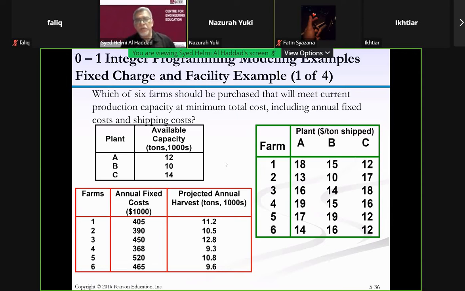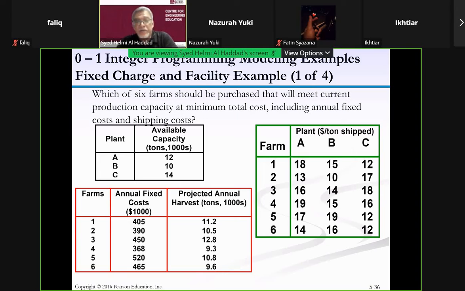What is the equation for plan A? The available capacity. X1A plus X2A plus X3A plus X4A plus X5A plus X6A equal to 12. Okay, that's very good. And the availability equals to 12 or less than? Equal to. Equal. That's very good because this is the availability.